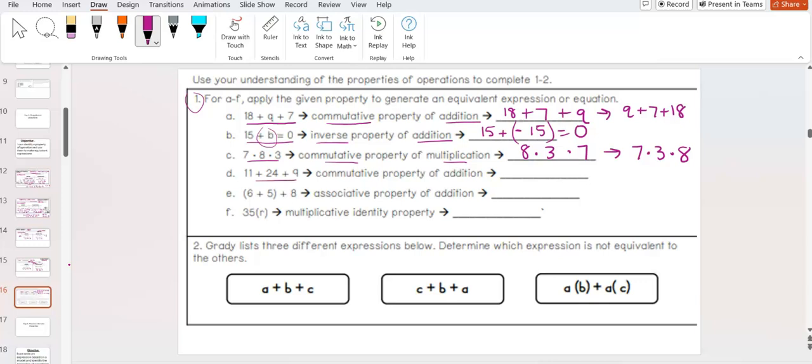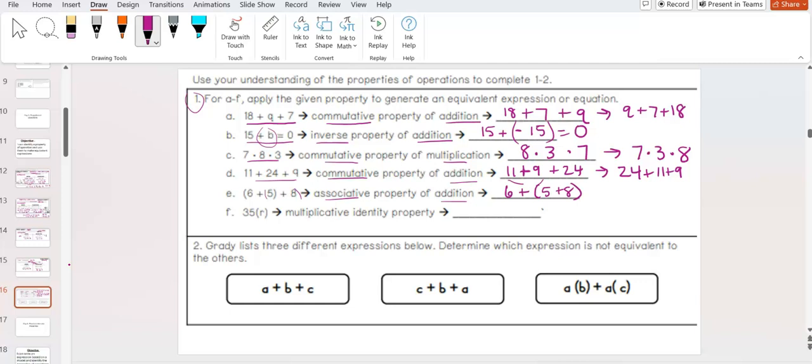The next one is commutative property of addition. So again, same thing as A. I'm just going to rearrange it so it makes the most sense to do 11 plus 9 plus 24, because 11 and 9 are going to make me a nice even 20. But I could have also done 24 plus 11 plus 9. Associative property has to do with grouping, so I'm just going to move my parentheses over. So it's going to be 6 plus the quantity 5 plus 8.